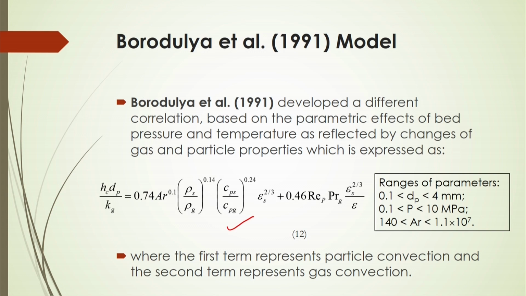In this equation 12, the first term represents the particle convection, and the second term represents the gas convection. So, the first one is called the particle convection, and the second term is for gas convection.